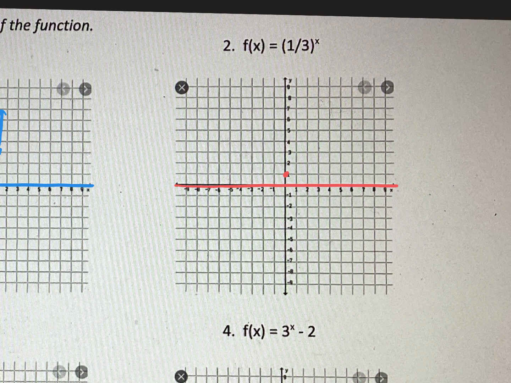You can still go 1 to the right if you want to, and 1/3 to the first power is 1/3, so it's going to be there. But if it's decay, sometimes it's better to go 1 to the left, plug in -1, which means it's going to flip the 1/3 to 3, and it's just going to be the reflection of the first one.